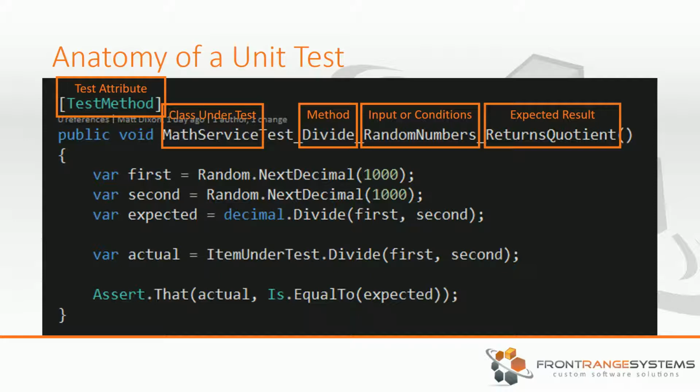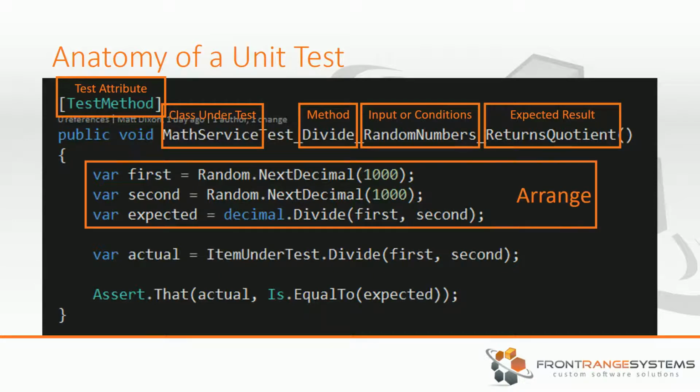And there are 3 A's of unit testing. The first one is Arrange. So what we're doing here is we're creating some random variables, and then we're defining the expected outcome. So we have first, and we're generating a random decimal. The variable second, we're generating another random decimal, which will not be the same. And then we have an expected outcome, and we're using Decimal.Divide, and we're not rounding in any way. And that's what we expect to get.